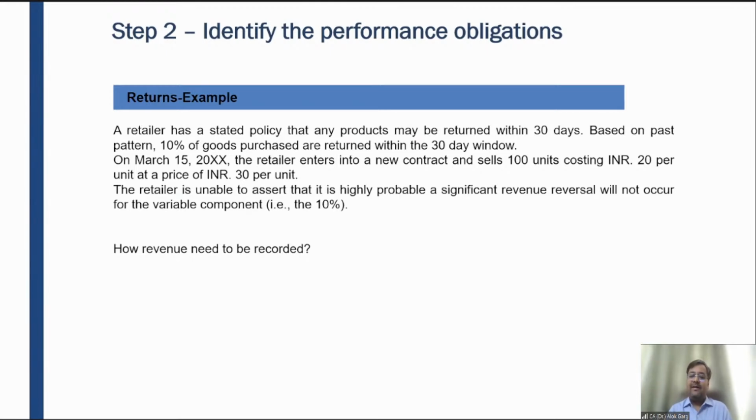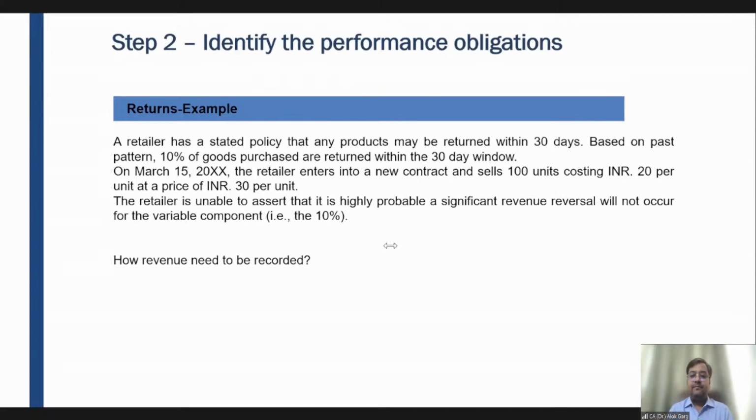So what could be the right thing to do? Recognize 100%, recognize 0%, or recognize some percent, to that extent where it is probable that goods are not going to be returned. What is the right thing, guys?